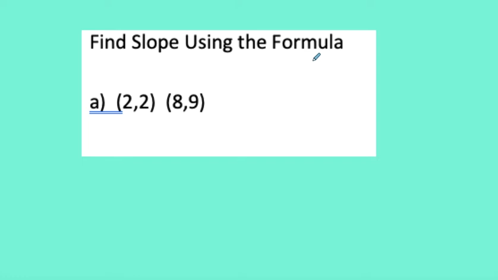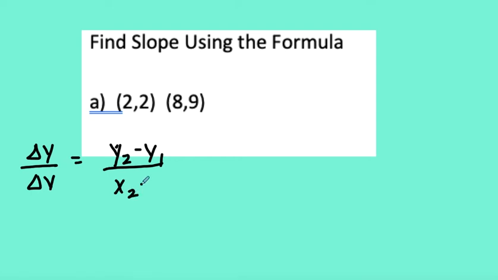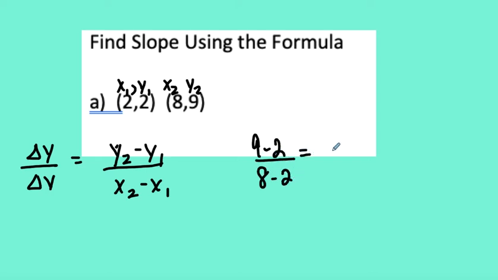You can find slope using a slope formula, which would be the change in y over change in x, or y2 minus y1 over x2 minus x1. So each of these points represents x1, y1, x2, y2, and you could subtract the points. 9 minus 2 all over 8 minus 2, so my slope would be 7 over 6. Quick, easy way. Most of you felt really comfortable finding slope.